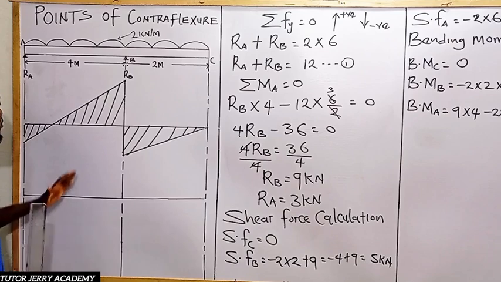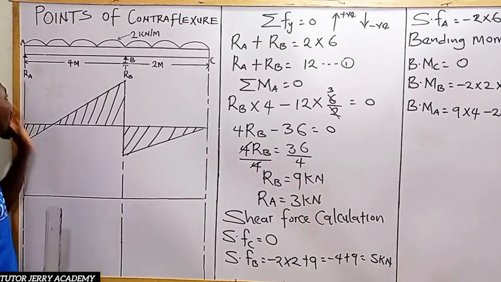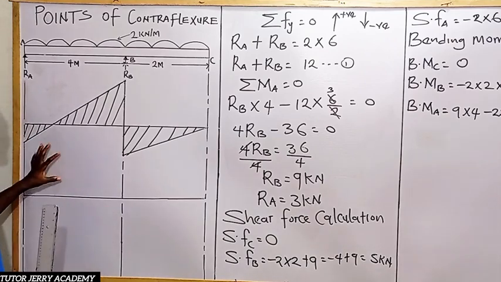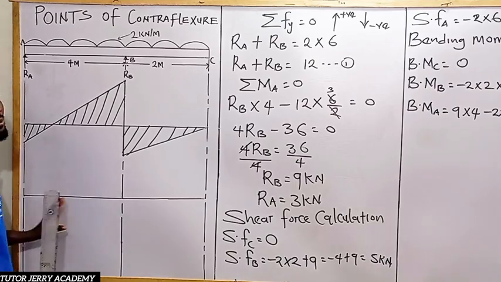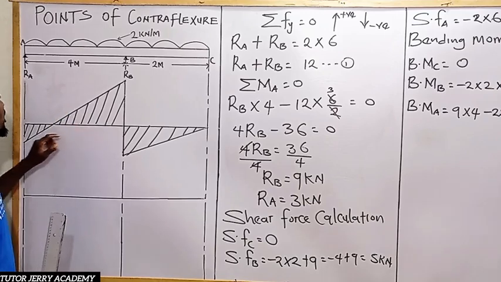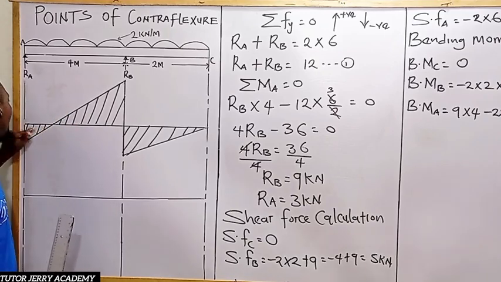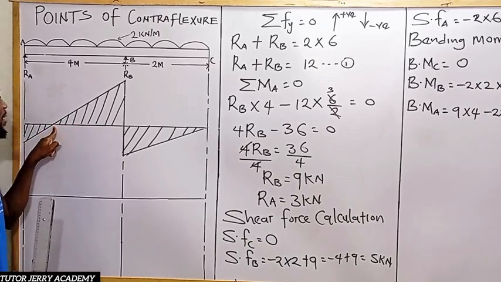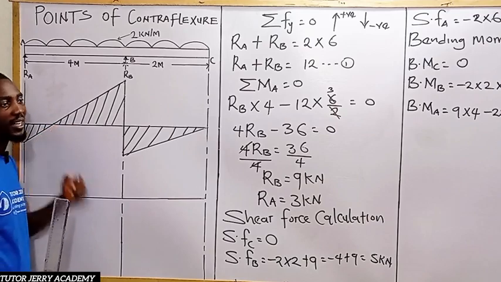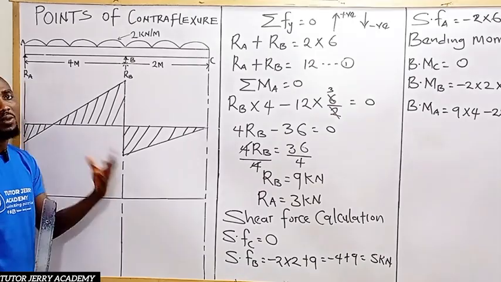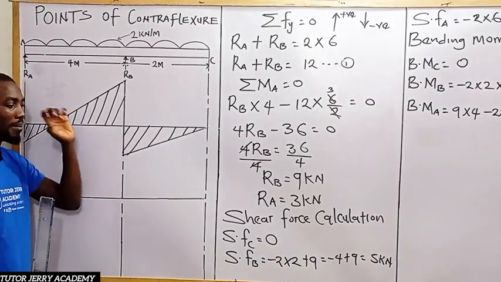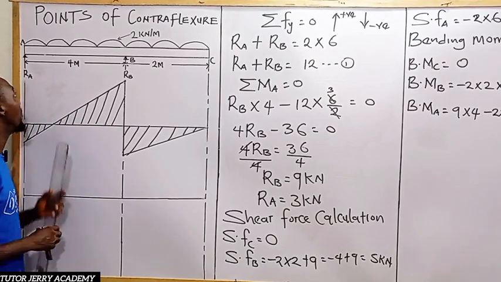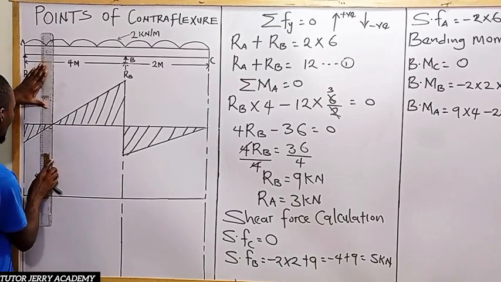All right, so for us to draw the bending moment diagram, we are going to be looking for the point where we are going to have our maximum bending moment. Now, we know that our shear force crosses this line at this point here. It means our shear force is equal to 0, and anywhere we have our shear force equal to 0, we are going to have maximum bending moment at that point. So I'll be drawing a line here.